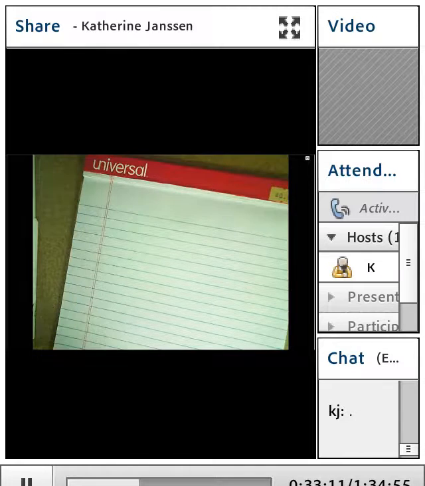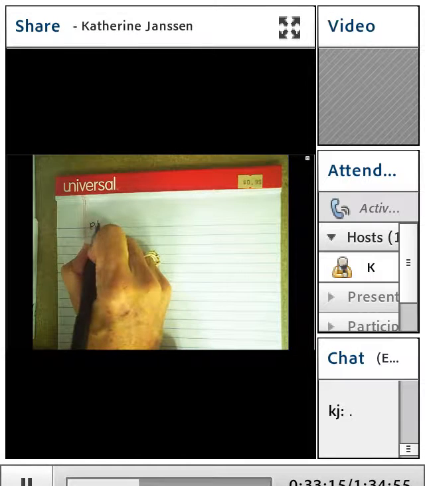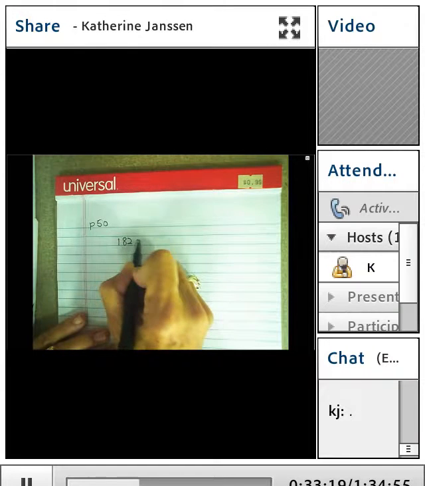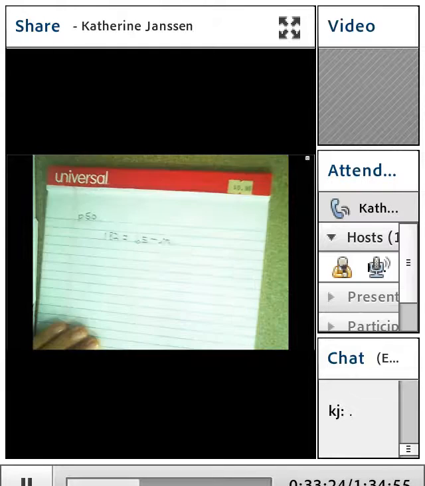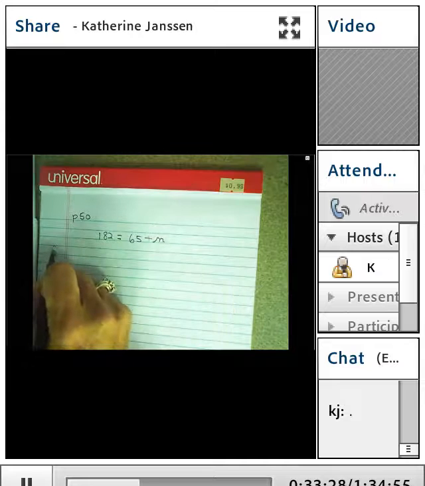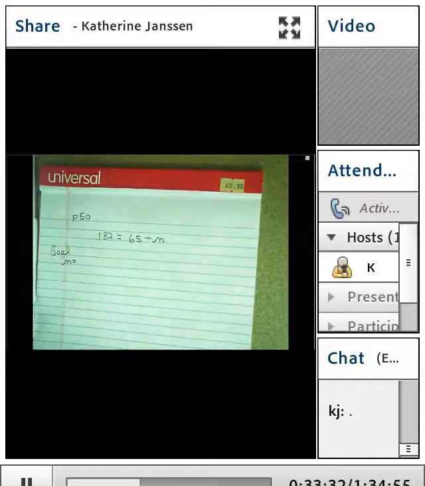Example 6 on page 50. We have 182 equals 65 plus n. Well, in this case, the variable is n. So my goal will be n equals. I want to be able to say and solve for n. So n equals is my goal.